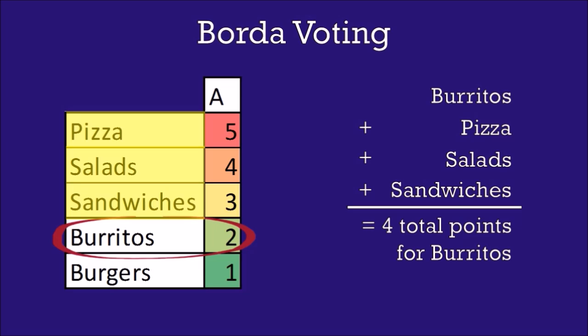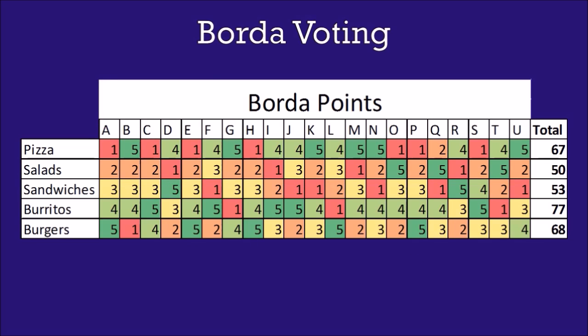Once this is done for all ballots, the points for each food are summed across all ballots, and the food with the most points wins. In this case, that would be burritos. Since this is the same winner as IRV, we haven't improved our outcome. That's true, but I feel like you're leaving out the most significant step you've taken.